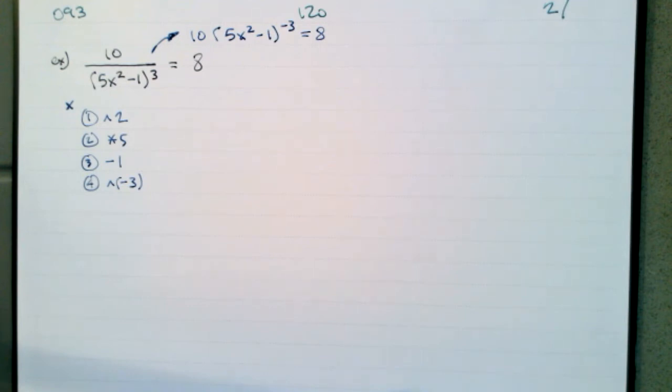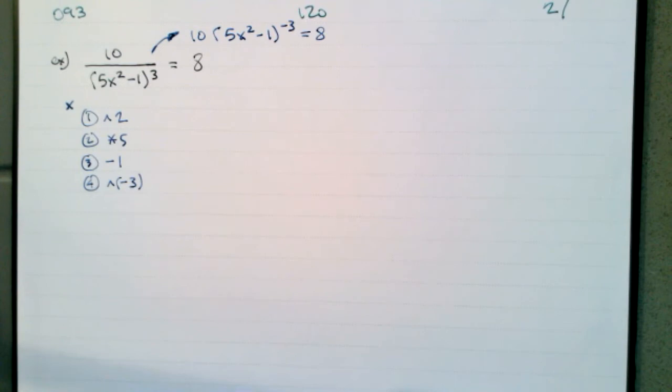So the first thing we want to do is, since the variable is showing up in the denominator, we want to read it in such a way that we could read it with a negative exponent so that we can read everything as addition, multiplication, and exponents. So that 10 is being divided by the third power of the 5x squared minus 1. So I want to move all that up to the numerator and write the equation as 10 times 5x squared minus 1 to the negative third power.